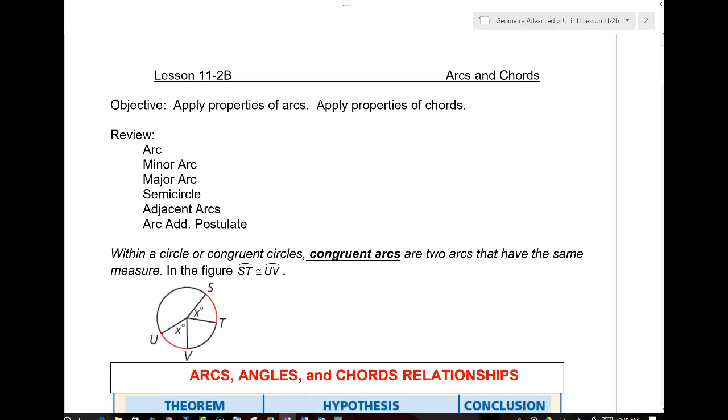What's an arc? What's a minor arc? Major arc, semicircle, adjacent arcs, and arc addition postulate. Give yourself just a quick little note. And I'm just going to use my own terminology when we're doing this. So just do what you can real quick. It doesn't have to be a long definition, just maybe quick symbols or something like that that help you review. All right, I'll give you about 30 more seconds to write it down.